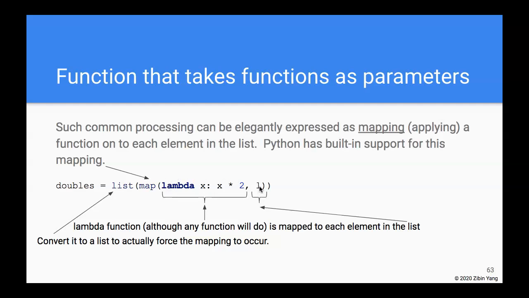So in this case, it is multiplying each of the elements in L by 2. And now the map itself doesn't actually apply the operation. It just creates a map object. And in order to actually apply the function to the list, we'll have to convert it to an actual list. So that's what that is for.